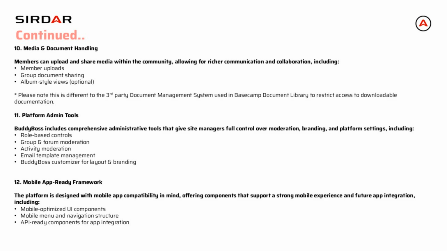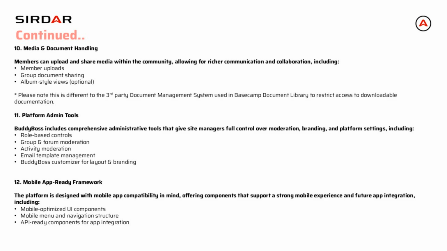Feature 11 is the platform admin tools. BuddyBoss gives administrators a full set of tools to manage the community effectively. This includes role-based controls, moderation tools for groups, forums, and activity posts, and options to approve or remove content when needed. Admins can also customize email templates, adjust platform settings, and use the BuddyBoss customizer to manage branding and layout options. These tools give Basecamp the control it needs to run a safe, well-managed, and on-brand community environment.